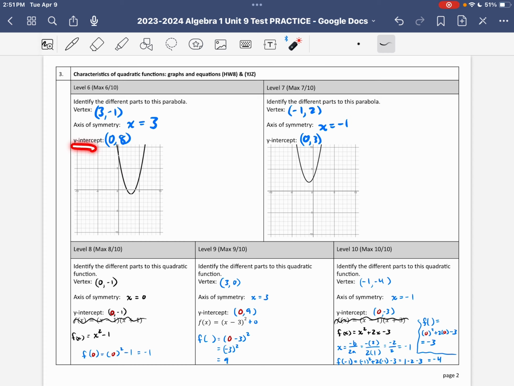Then we have the y-intercept. The y-intercept is anywhere on the y-axis that the function crosses. And so the function crosses the y-axis right there.